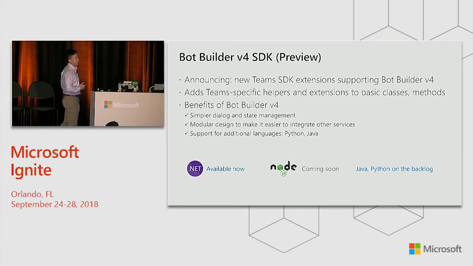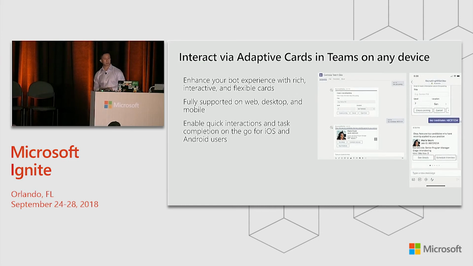To give you an example, if you want to be able to get the people that have been mentioned in a channel, we have extensions to help make it a little bit easier to parse out and process some of those from the basic Bot Framework messaging activities. We have support now for .NET. We're rolling out the Teams version of the Bot Builder SDK. Node.js is coming soon, and we're also talking about potentially supporting Java and Python. So happy to answer some more questions later on about that.